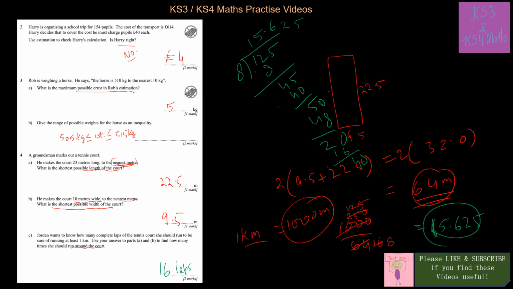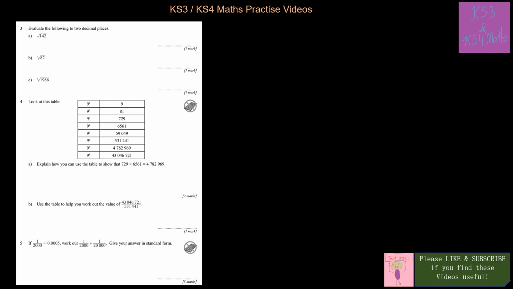Okay, so the next one is: evaluate the following to 2 decimal places. They have not given us the calculator sign here, which is great. So I am going to use my calculator. You can use yours as well. So I will use my calculator to find out what the answer is.